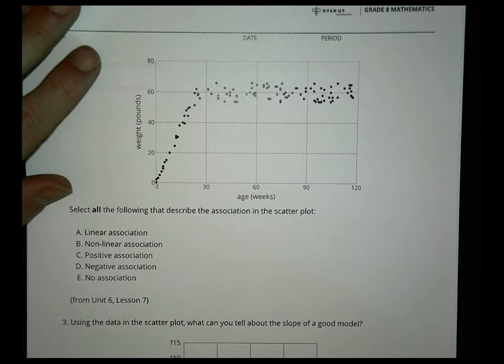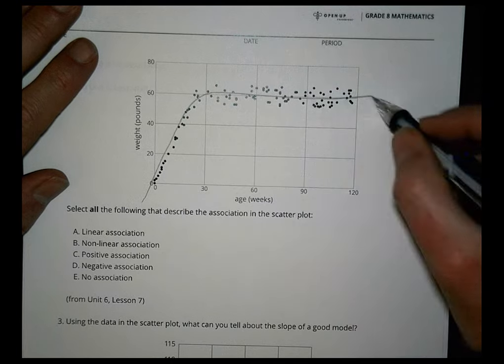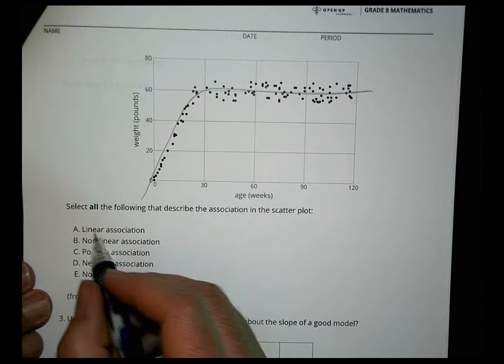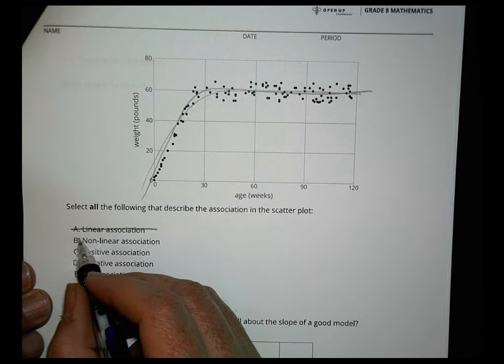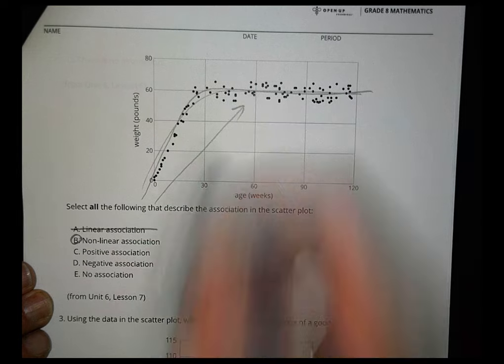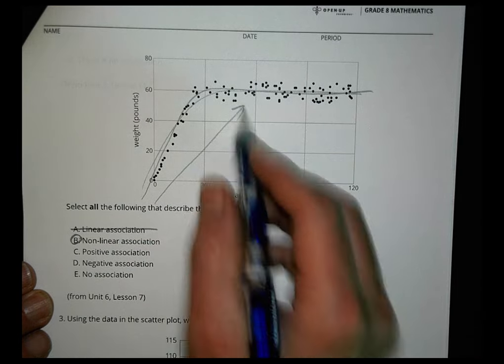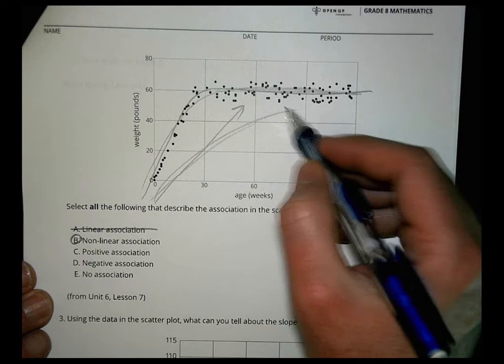Here's a scatter plot. Lovely. We see it goes up and then flattens out. All right. Is this linear when it goes up and like that? No, which means it's non-linear. Is it positive? Meaning, as this increases, that increases? Yeah, it's definitely positive. This doesn't do much, but it's still, as that increases, a positive thing there.